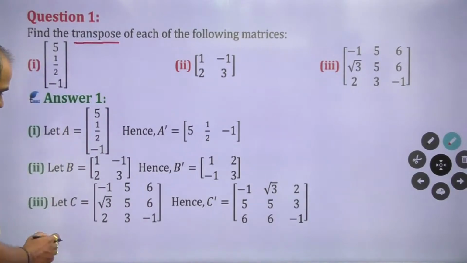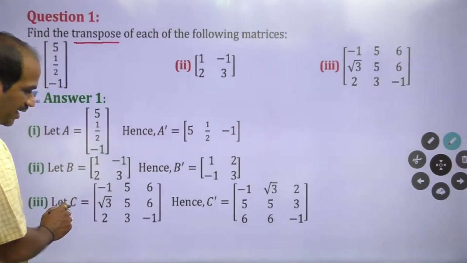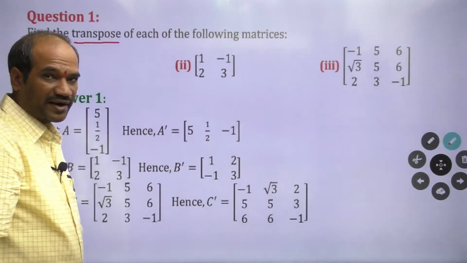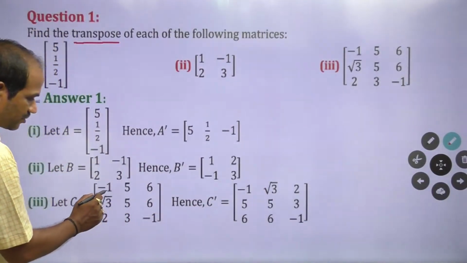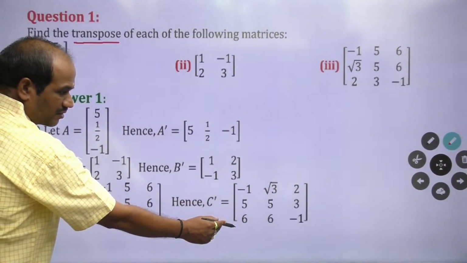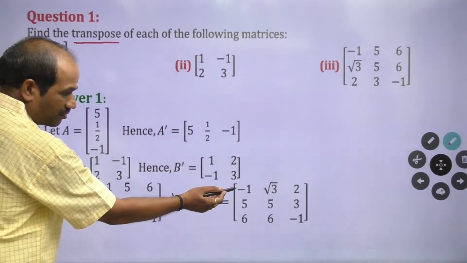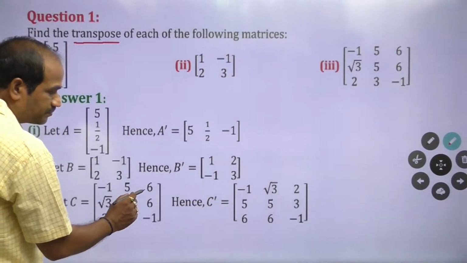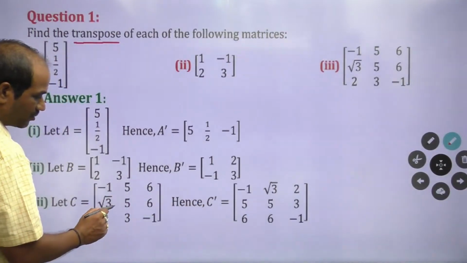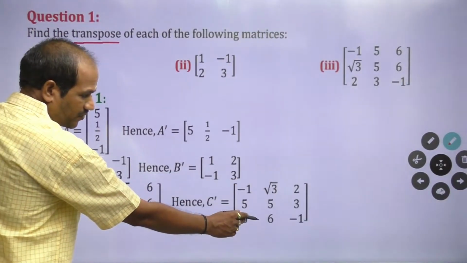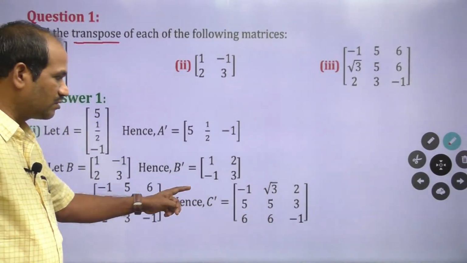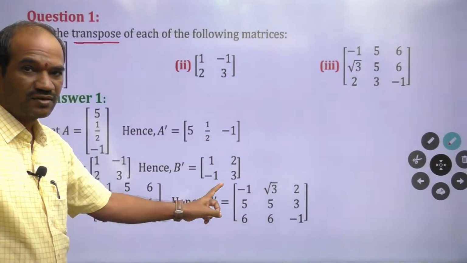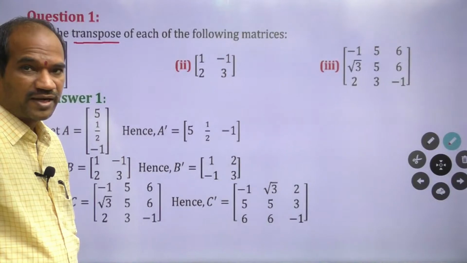Next, the third one. In this third matrix, C is equal to the given matrix. Hence the transpose of C is C dash, meaning interchanging rows into columns. The first row, minus 1 5 6, becomes the first column minus 1 5 6. Next, take the second row, and it becomes the second column. Next, the third row becomes the third column. Interchanging rows into columns, that is the transpose of the matrix.